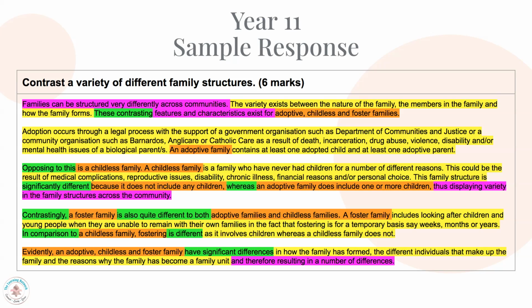Evidently, an adoptive, childless, and foster family have significant differences in how the family has formed, the different individuals that make up the family, and the reasons why the family has actually become a family unit. So you're bringing all these ideas together and therefore resulting in a number of differences, going back to the particular question about the different family structures and why the variety exists. So as you can see here, we have lots of syllabus knowledge and understanding, but the really big key here is that application of examples and evidence to prove to the marker the student understands what they're talking about, as well as to show key contrasting features in their response.